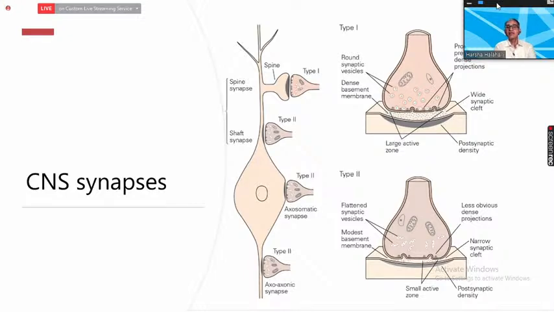The type 1 synapses usually form on dendrites. These are characterized by dense postsynaptic specializations, and the synaptic cleft is a little wide. Type 2 synapses are axosomatic, that means on the cell bodies, or axo-axonic, that is on the axons. These have flattened synaptic vesicles as compared to spherical synaptic vesicles in type 1. Their postsynaptic densities are less prominent, and these are often inhibitory in nature.